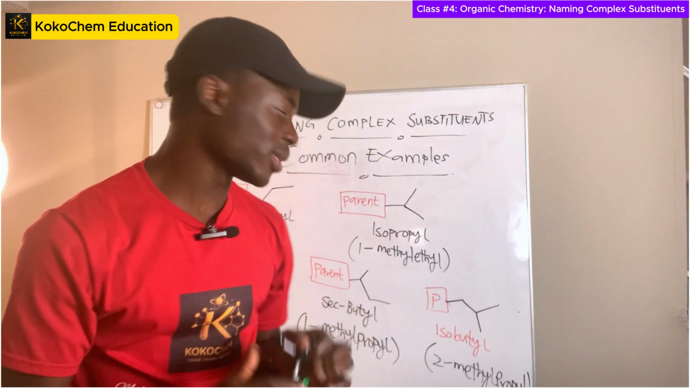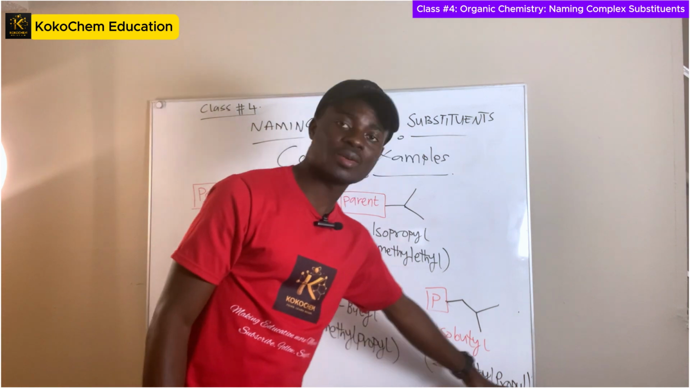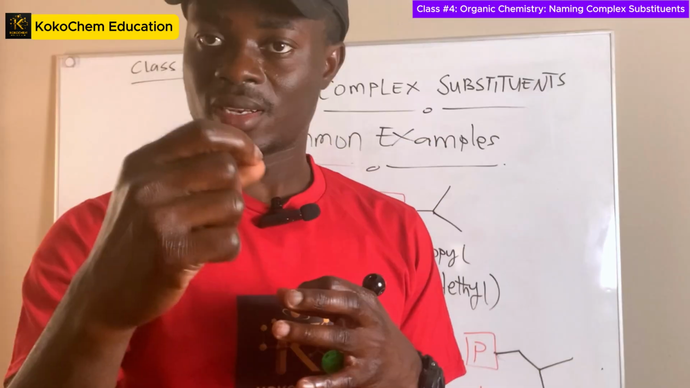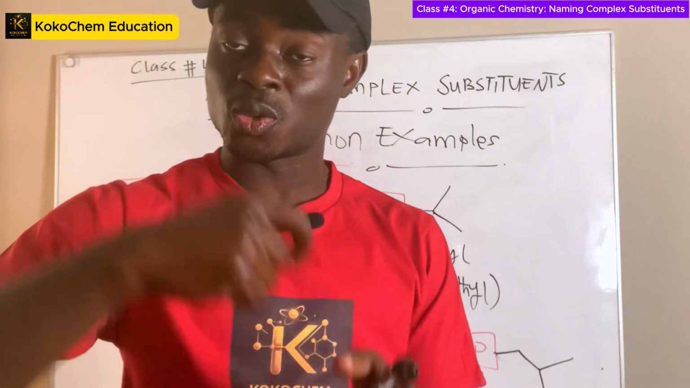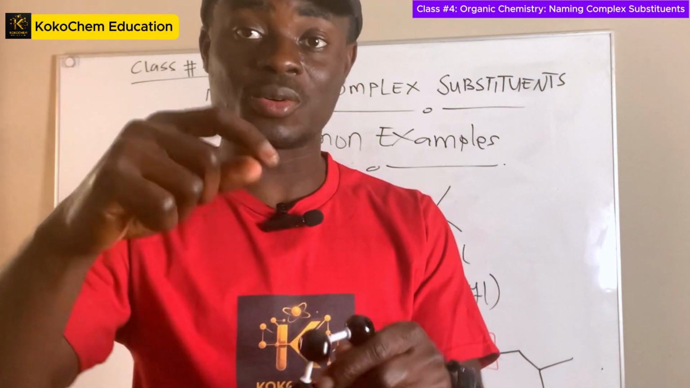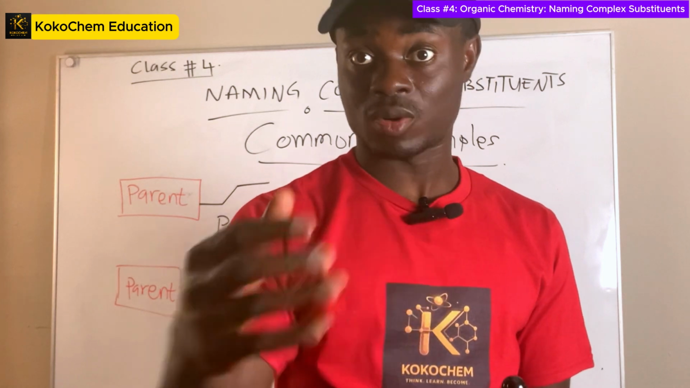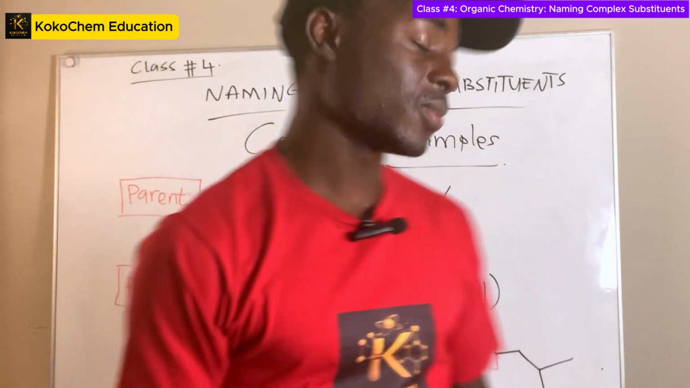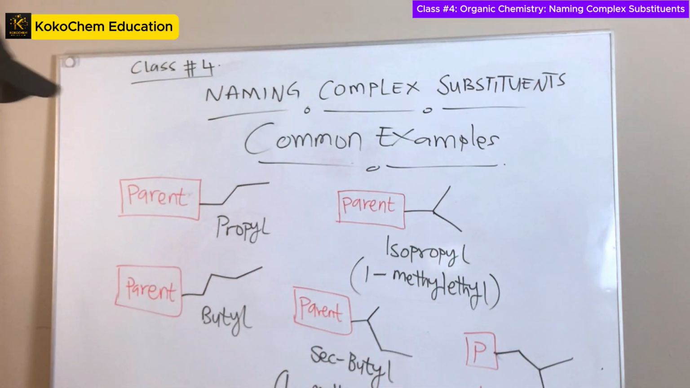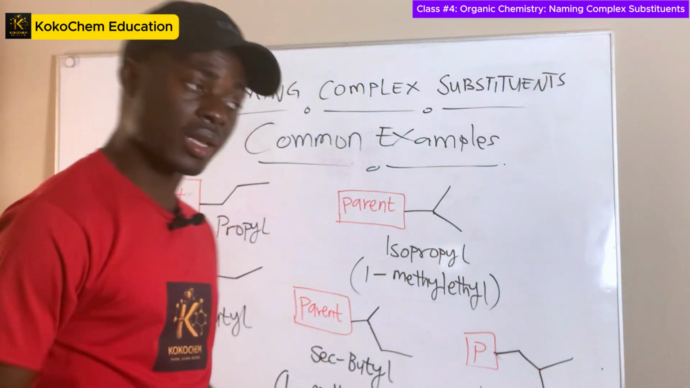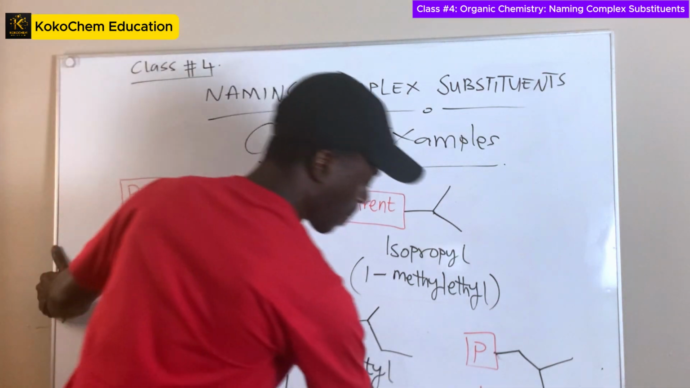It will be the substituent. So 2-methylpropyl. So I showed you the common names for the substituent, and we showed you the IUPAC system, how you name them one by one, according to the naming system. So let's move on to the last one, then we will call the class to an end.